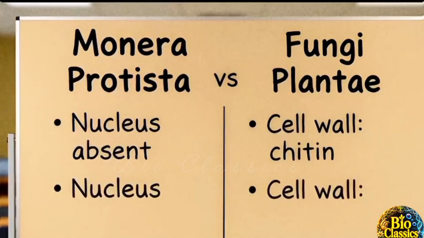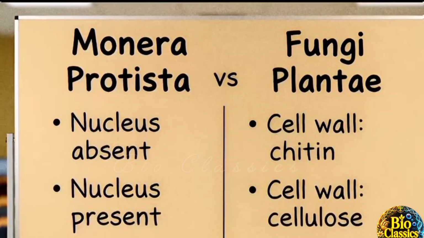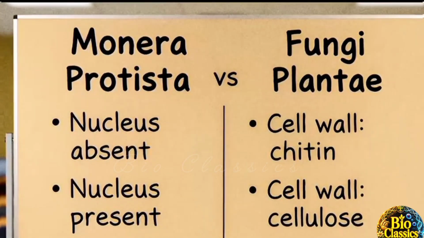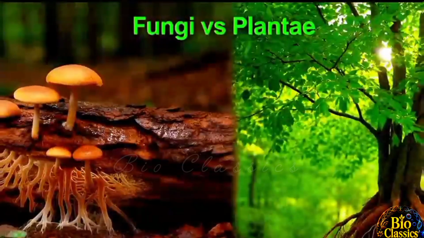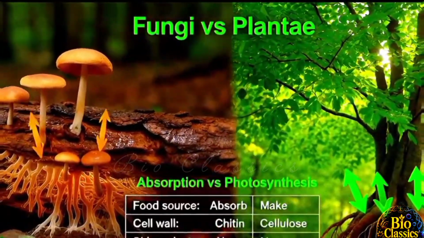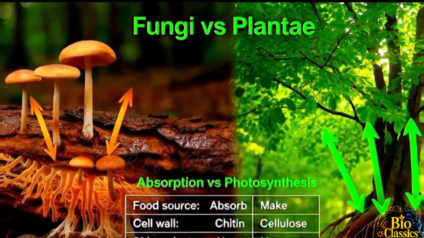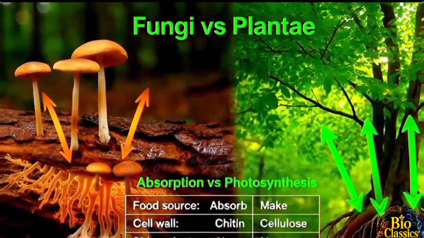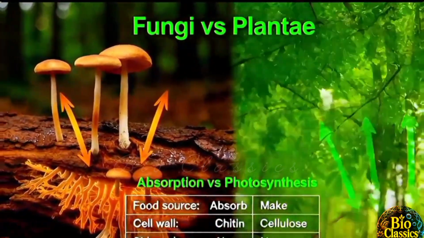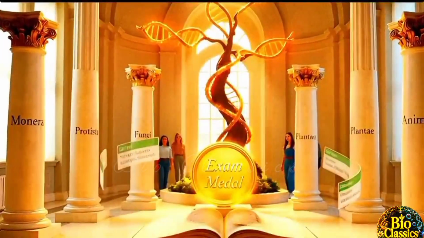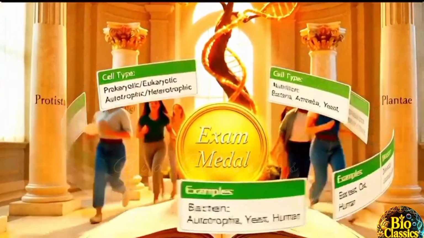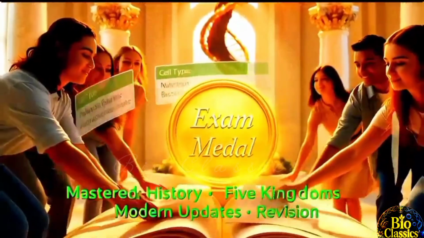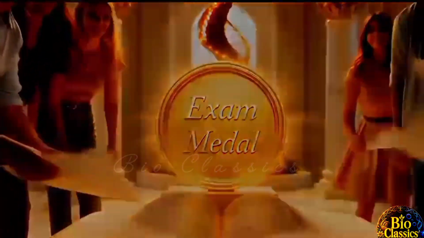Monera are the simplest organisms, lacking a true nucleus. Protista are more complex, with a diphyton in their cell walls. Plantae have cellulose. Fungi absorb nutrients from organic matter, while plants produce food using sunlight. Now you know the history, logic, comparisons, and modern updates behind the 5 kingdom system.